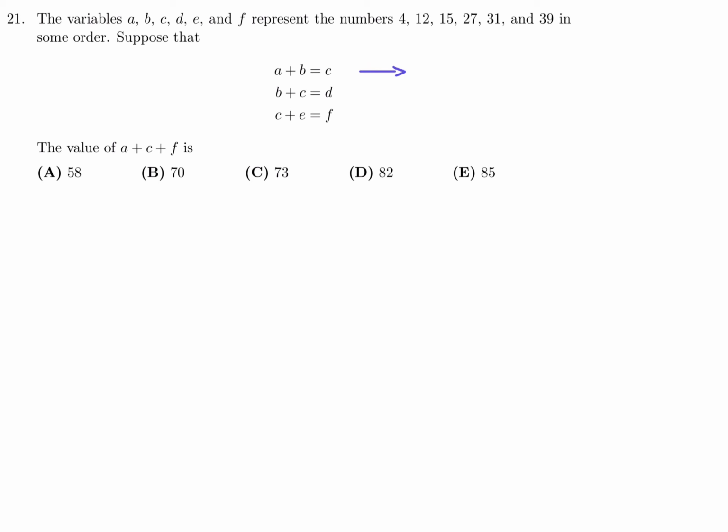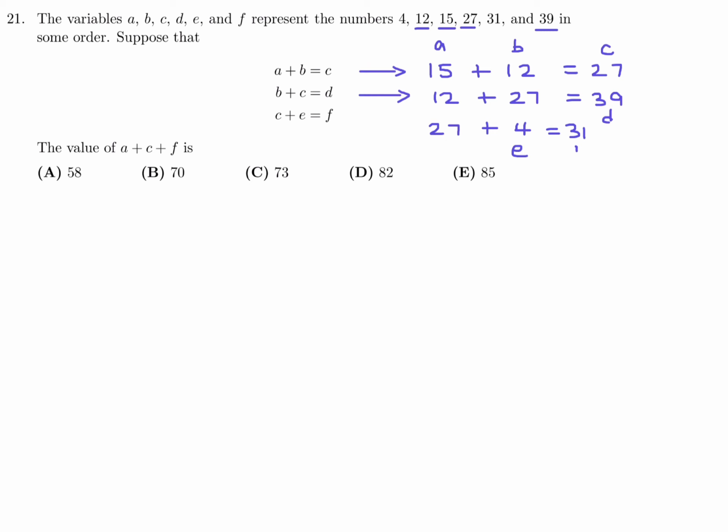After several attempts, I got that 15 plus 12 is equal to 27. Here's the 15, here's the 12, here's the 27. So this is A, this is B, and this is C. Okay, B plus C is D. Well, B is 12, C is 27, so that is 39. Therefore, D is 39. There are only two numbers left that I didn't choose so far. C is 27, and obviously the only number that can go here is 4, so that's got to be my E. And that's 31, and therefore that's F.